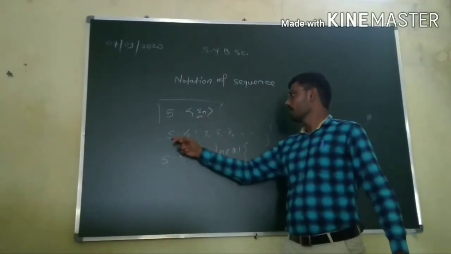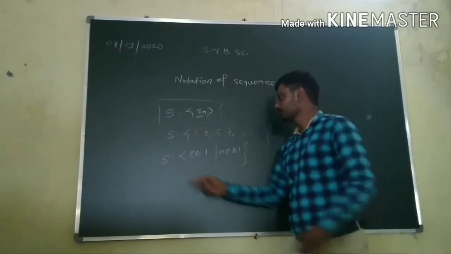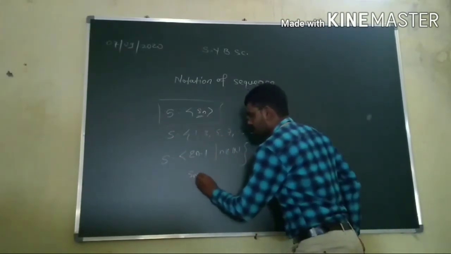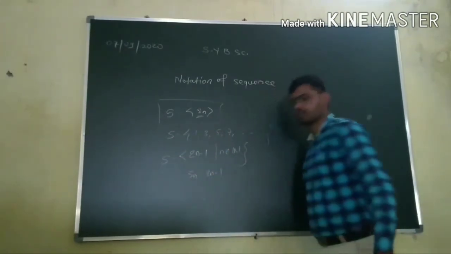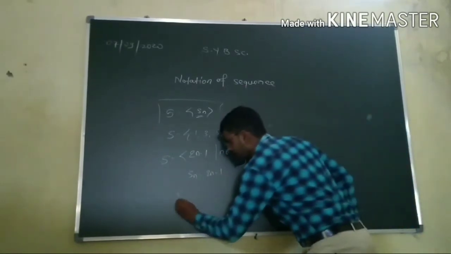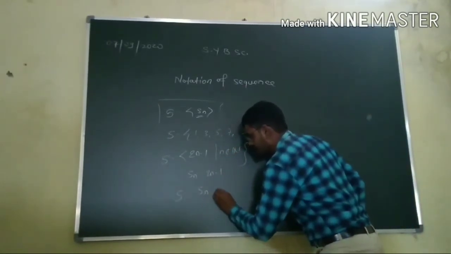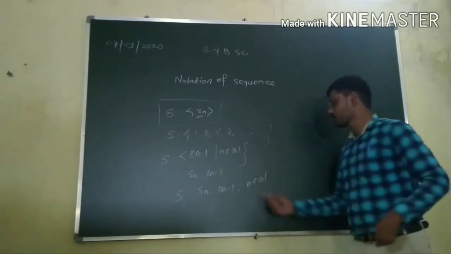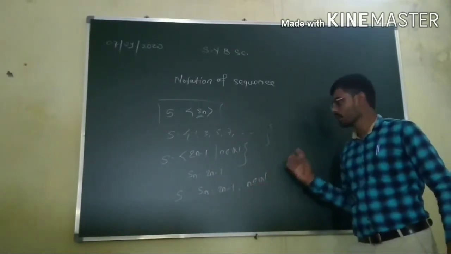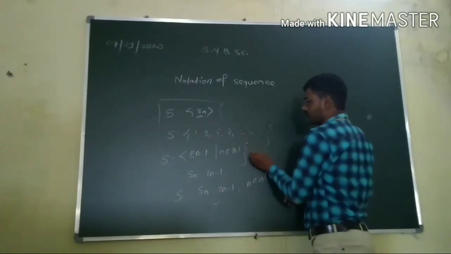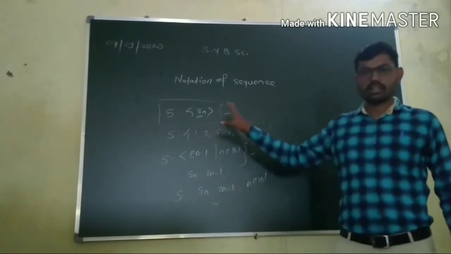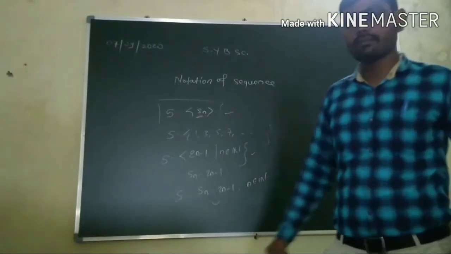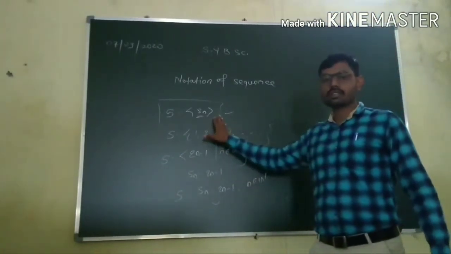Now, if this is the sequence, we can write Sn is equal to 2n minus 1. So we can also write S such that Sn is equal to 2n minus 1, n belongs to the natural numbers, where I have to put n is equal to 1, 2 and so on. These are the general notations of a sequence. So understand the notation of a sequence.